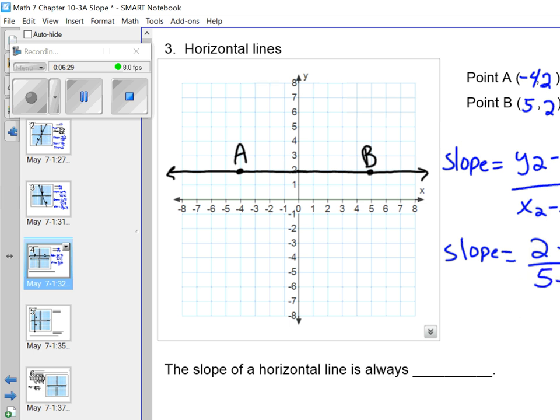So I'm going to take 5 minus negative 4 in this particular instance. And when I do that, my slope, 2 minus 2 is 0, add the opposite, 0 over 9, but I simplify, 0 divided by 9 is 0. And the truth is that the slope of a horizontal line is always 0, and it really doesn't matter where it is on the quadrant grid. If it's a horizontal line, its slope will be 0.